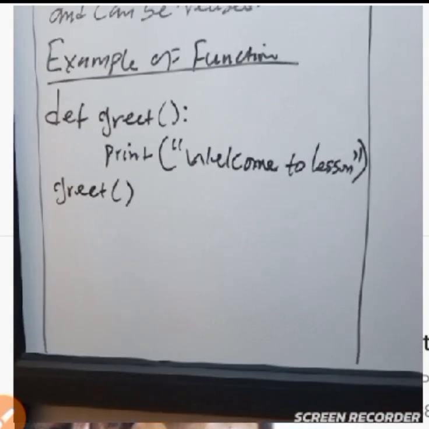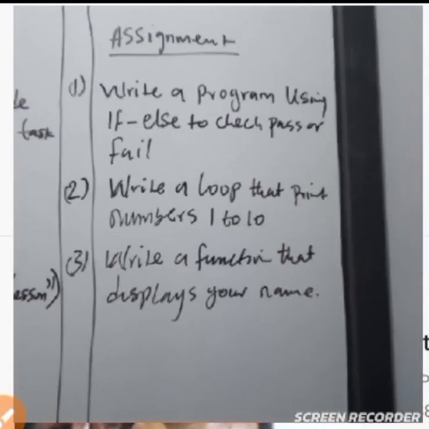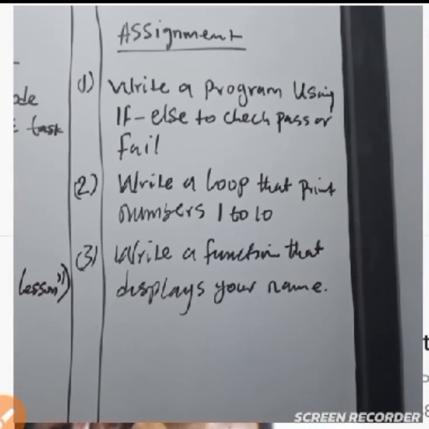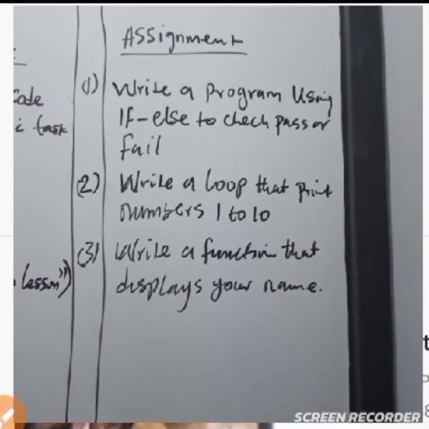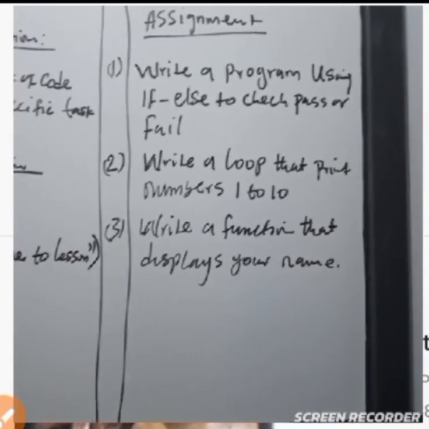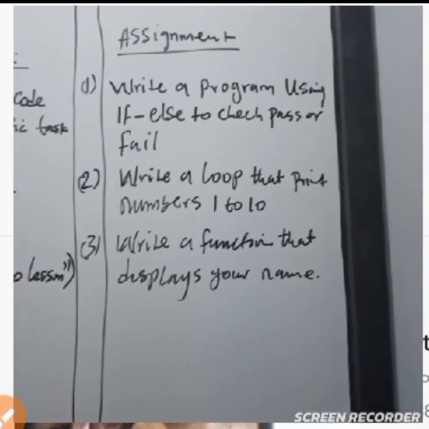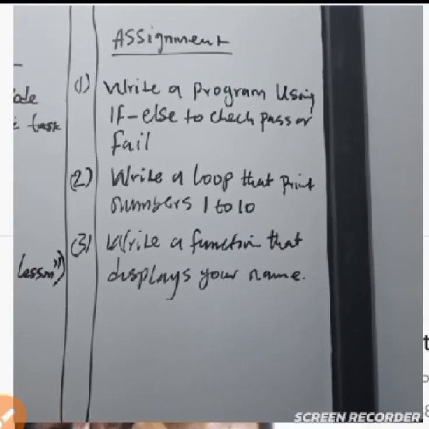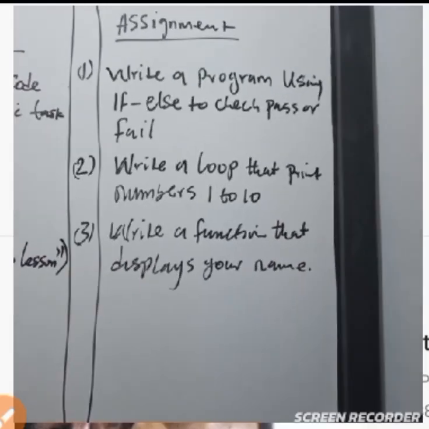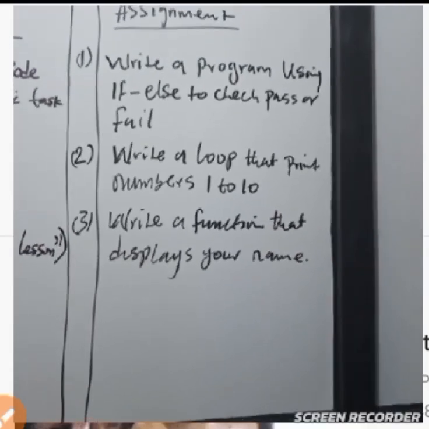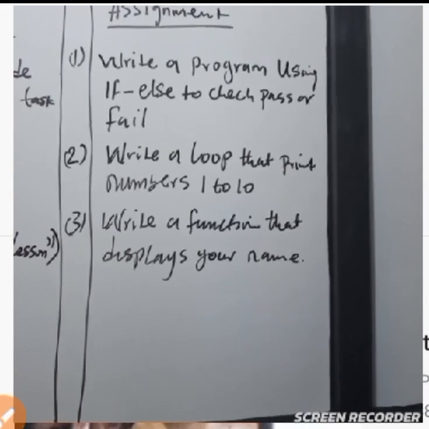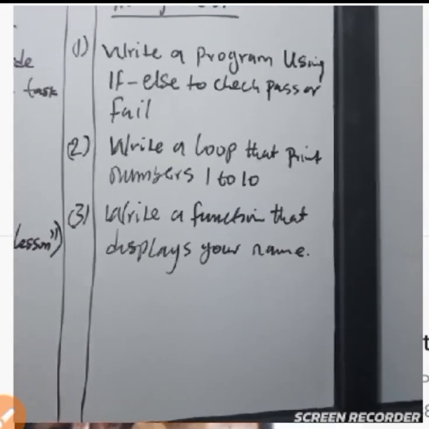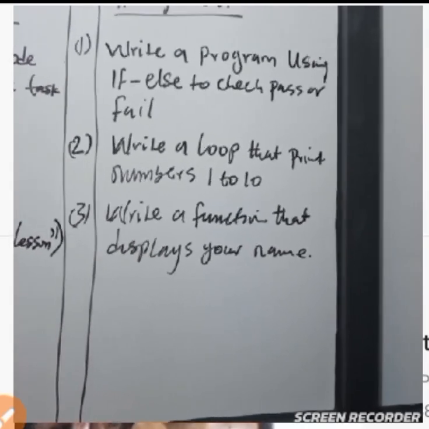So here is your assignment. Number one, write a program using if else to check passed or failed. Number two, write a loop that prints numbers 1 to 10. Number three, write a function that displays your name.